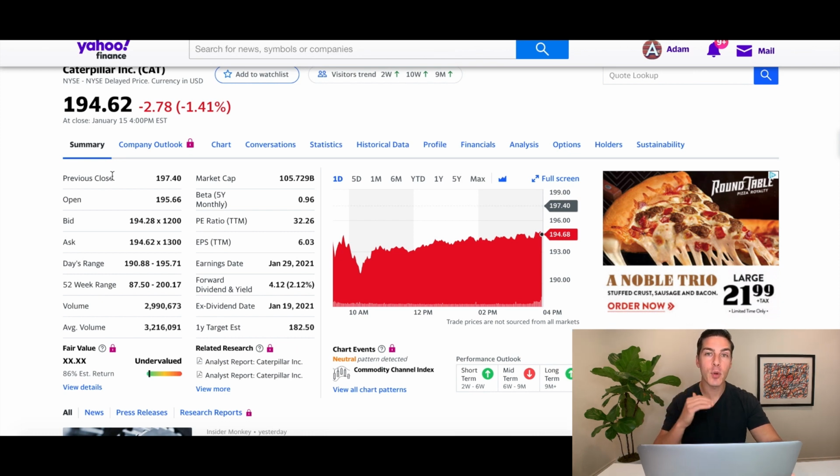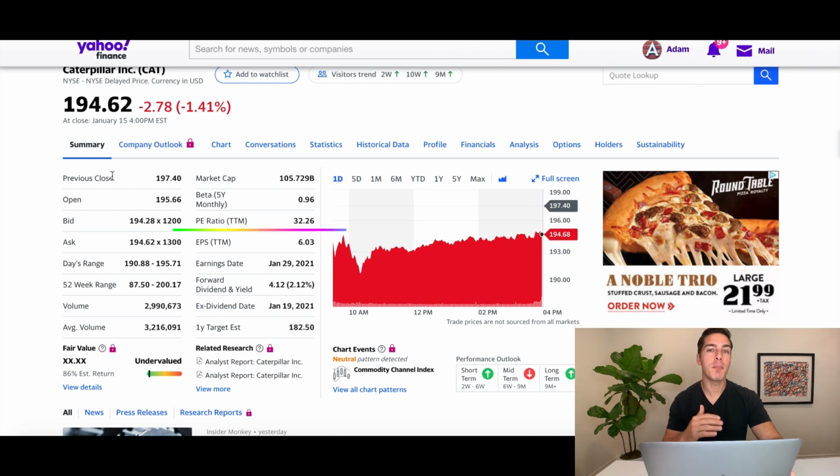Below market cap, you have beta, and this is a measure of the stock's volatility compared to the rest of the market. If the beta is below 1, that means that the stock isn't necessarily as volatile as the rest of the market, and vice versa. If that number is above 1, the stock actually moves more than the rest of the market. It's a little bit more sensitive.